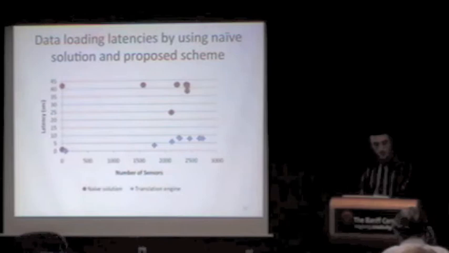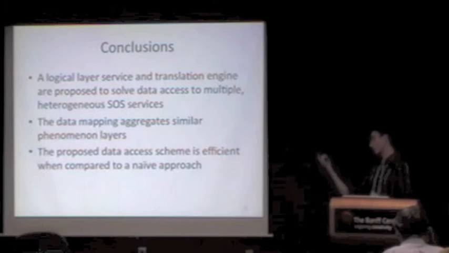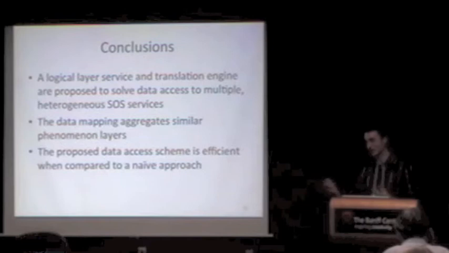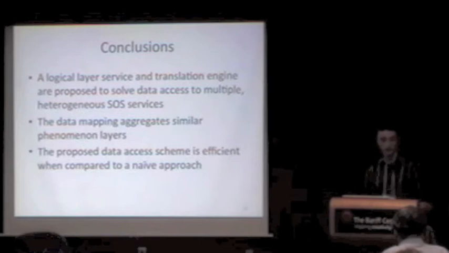So the conclusions: a logical layer service and a translation engine are proposed to solve data access to multiple heterogeneous SOS services. And I like that term, heterogeneous SOS services, because the idea of having a standard is to standardize data access. However, we still find there's enough flexibility here that they can be implemented in slightly different ways, but they're different enough. The data mapping aggregates similar phenomenon layers, and our proposed data access scheme is efficient, obviously, when compared to the naive approach.